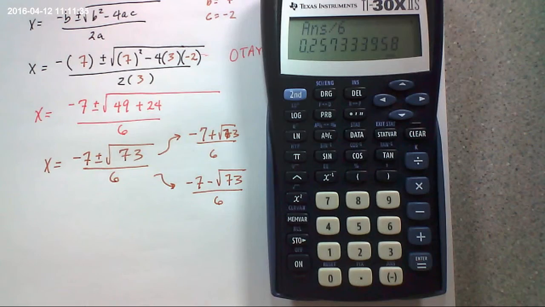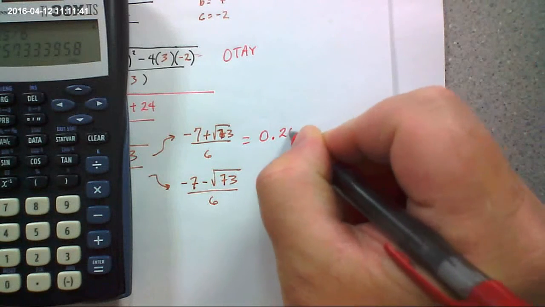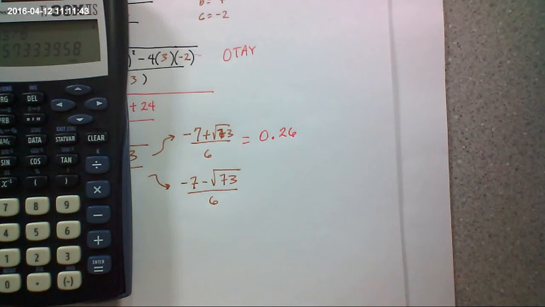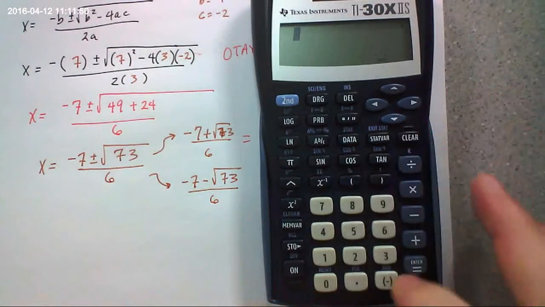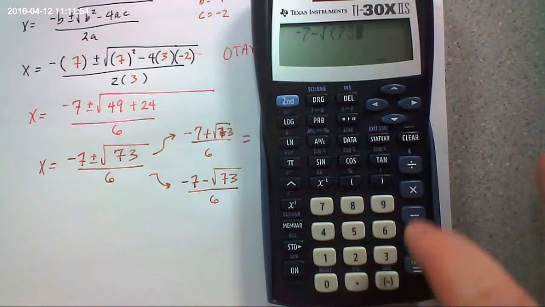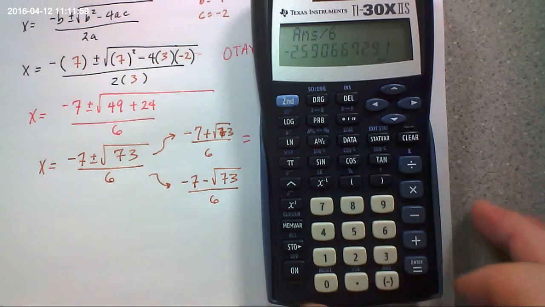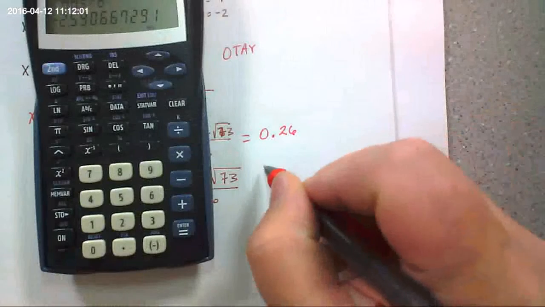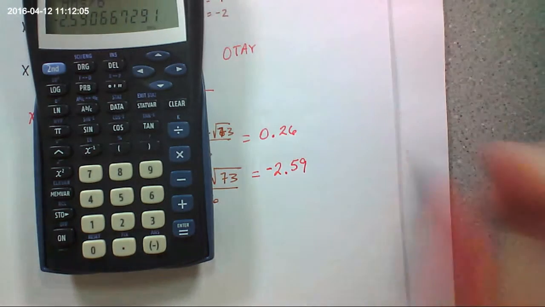So it's 0.26. Yep, round to the second decimal, 0.26. And then the second one, so I'm going to start over, minus 7 minus the square root 73 equals, divide that by 6, negative 2.59. There you go.